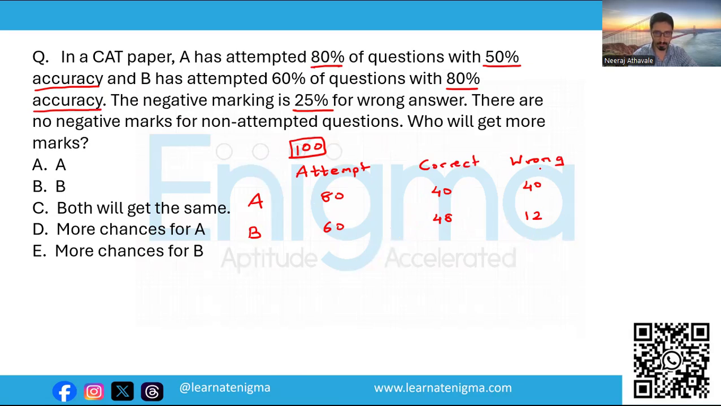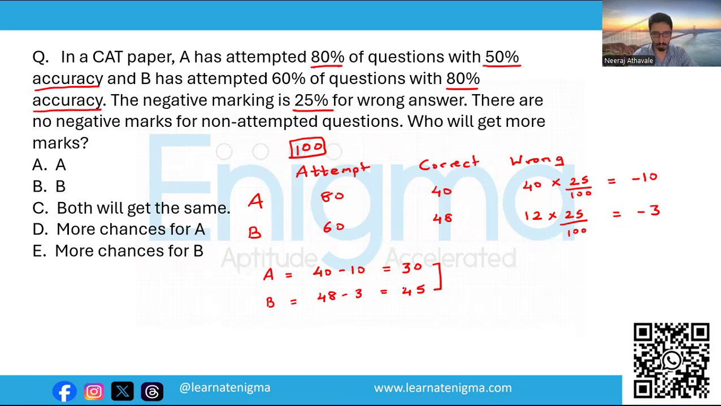Now for these wrong answers, they are losing 25% marks. So therefore, 40 into 25 by 100. So therefore, A is getting minus 10 marks for the wrong answers and B is getting minus 3 marks for the wrong answers. So total A is getting 40 minus 10, that is 30, and B is getting 48 minus 3, that is 45.